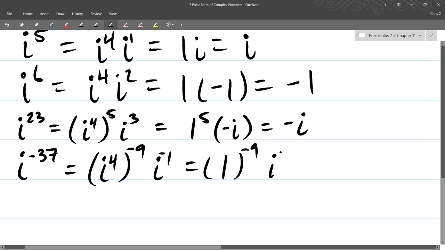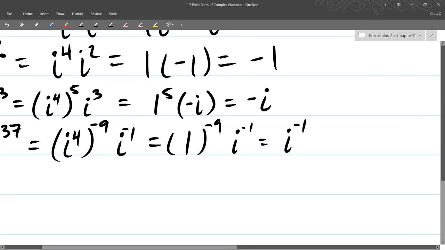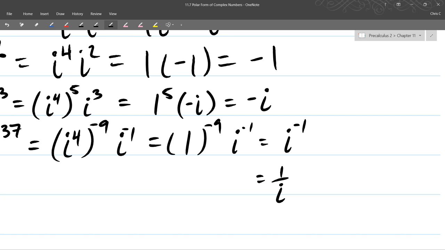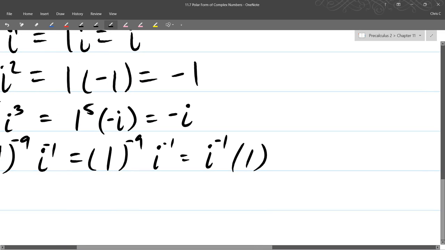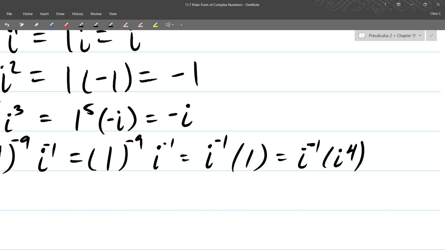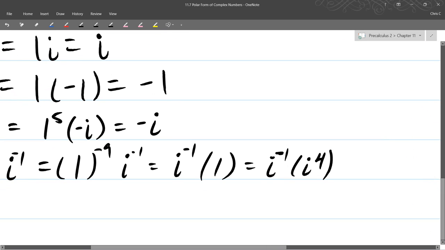So i to the fourth is positive 1, to the negative ninth, times i to the negative 1. So how do we deal with i to the negative 1? One way to write it is 1 over i, but I don't think that's terribly helpful. Wouldn't it be nice to have a positive power? So I'm going to choose to multiply it by 1. Except the 1 I'm going to choose is i to the fourth. What is i to the fourth equal to? We said that was 1 up here. So I'm actually multiplying by positive 1. So I'm not changing anything. So I can keep writing equals. And now I just add powers. This is i cubed, which is negative i.